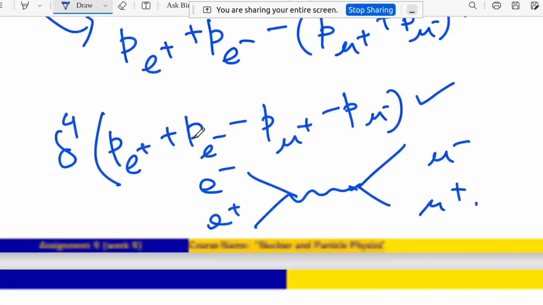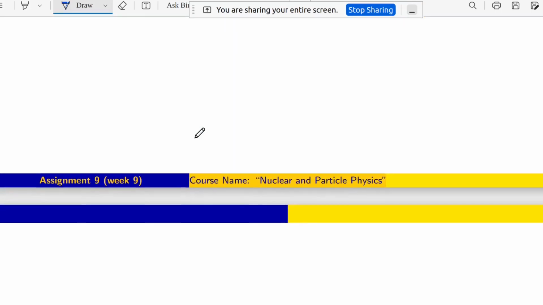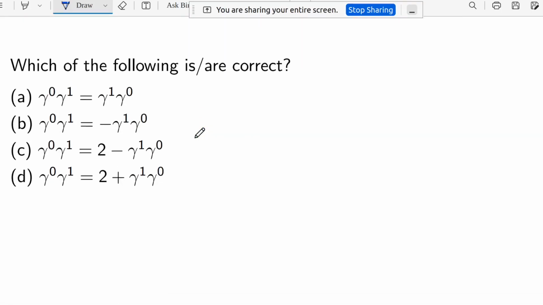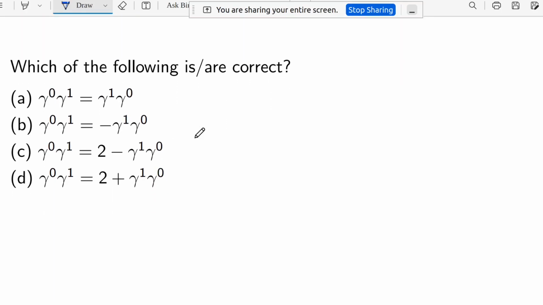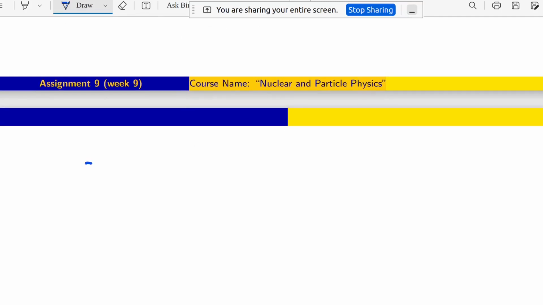Okay, so I hope it's understandable. Now we can go to the next question. Which of the following is or are the correct answer? So this is about the gamma matrices. There are 4 of them: gamma 0, gamma 1, gamma 2, gamma 3.